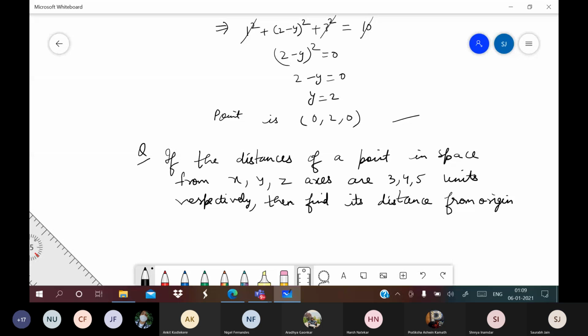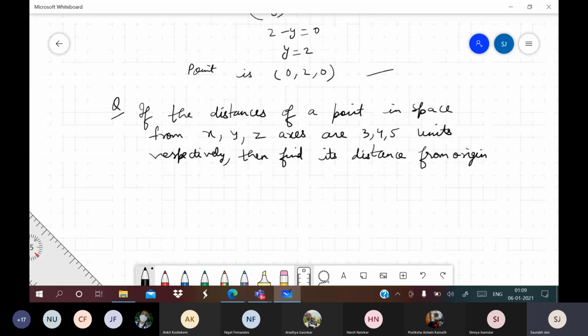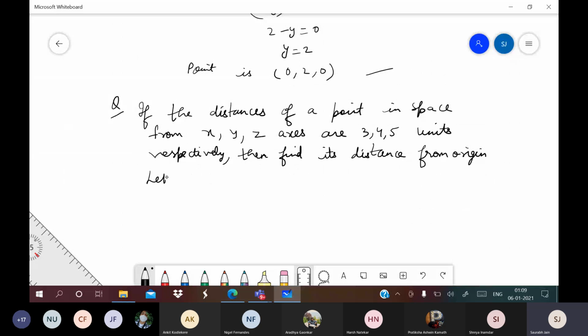So root, how much? Root 50. Yeah, I think that's correct. Because see, what you will do, you will assume some point. This is a good question, okay? Remember for your school exams. So let point be x, y, z, because you are not given the coordinates, no? So you will assume the point as x, y, z.